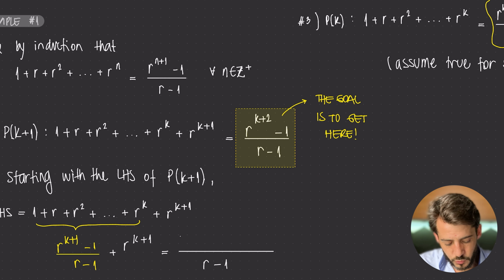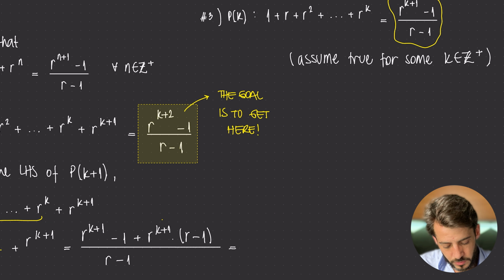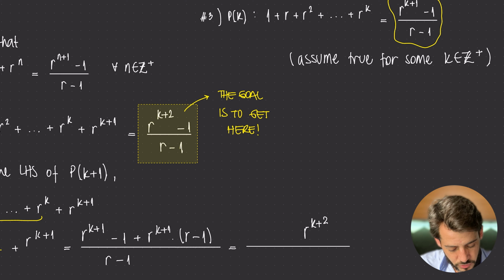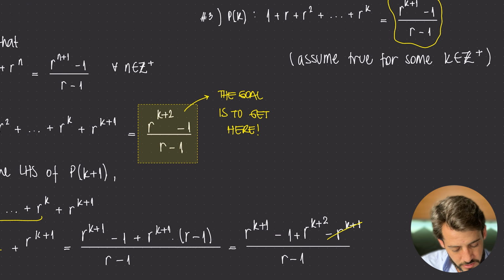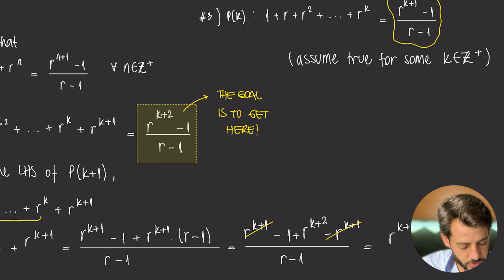I'm going to put r minus 1 as a common denominator, so we have r to the k plus 1 minus 1 plus r to the k plus 1 times r minus 1, which by foiling we can see that it's the same as r to the k plus 2 minus r to the k plus 1, and we still have that r to the k plus 1 minus 1 on the left here. Therefore, these guys cancel out, and we have r to the k plus 2 minus 1 over r minus 1, which is indeed equal to the right-hand side of P of k plus 1.